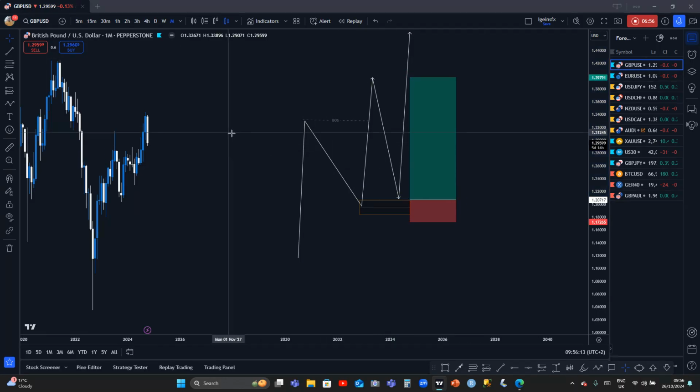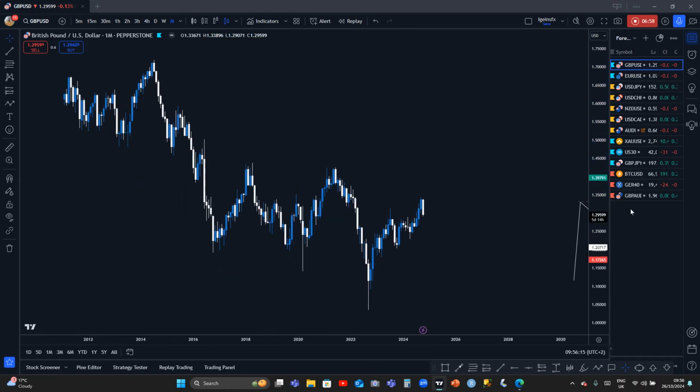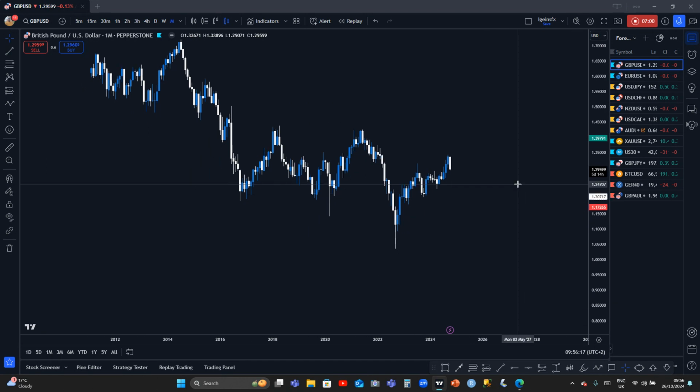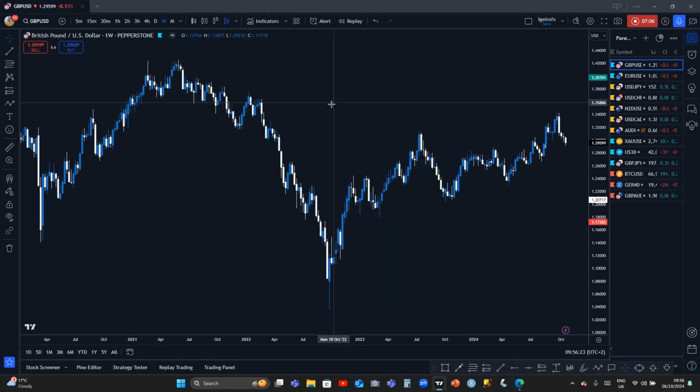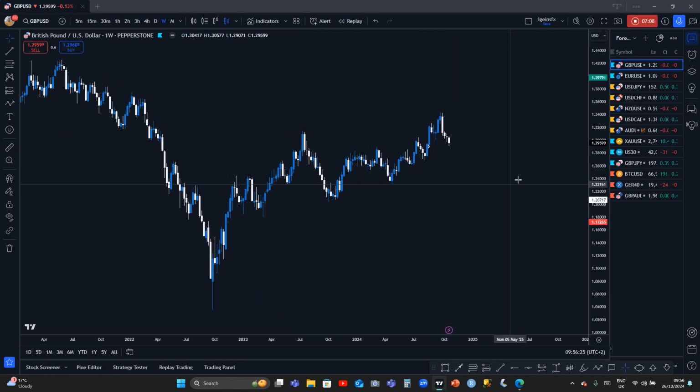This is my strategy, guys. So at this point, when I look at it, there is no setup. I scale to weekly. Let's look at it. What is here?